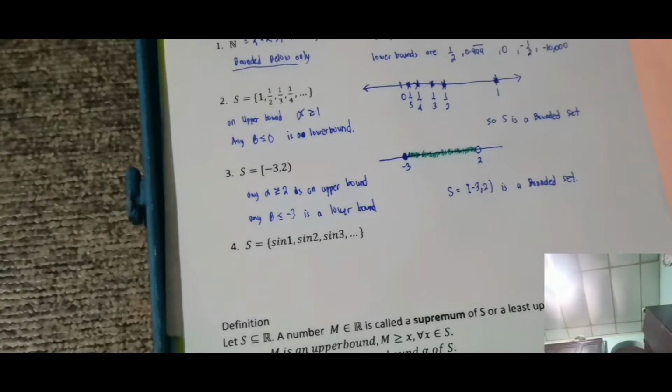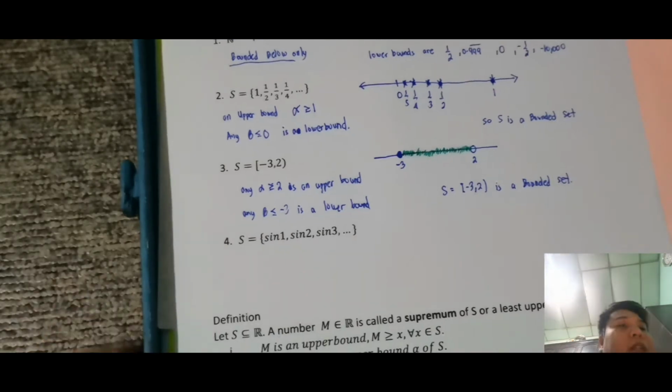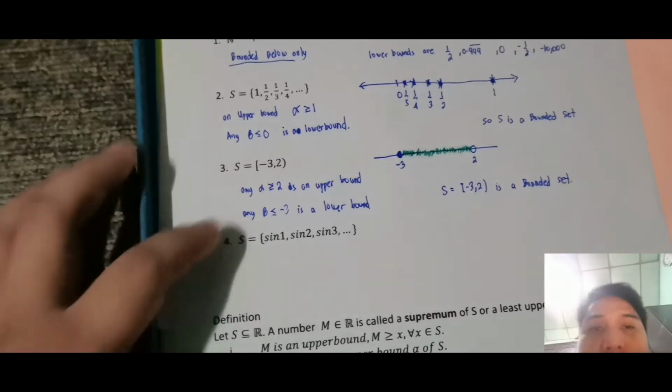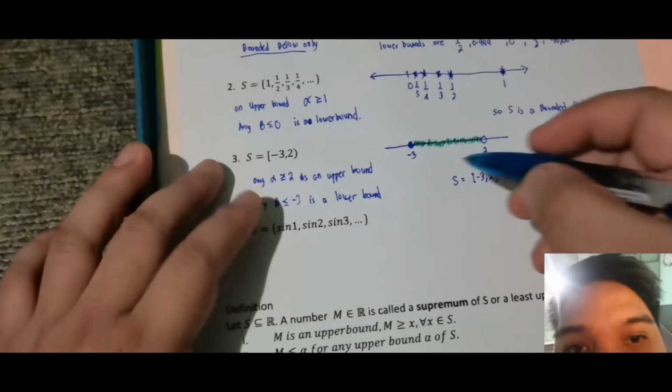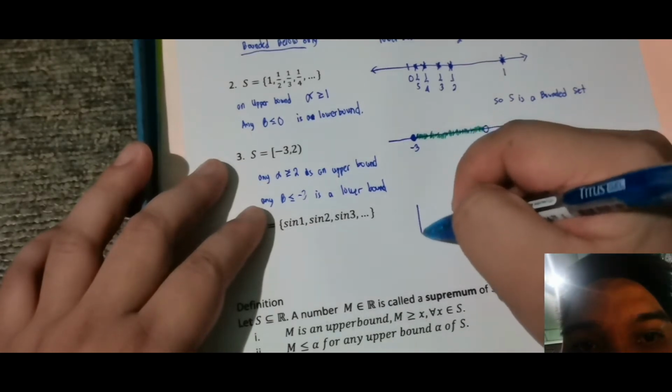So let's have number 4. Let's consider S as a set containing sin 1, sin 2, sin 3. Okay, so earlier we discussed sin. Right, the sin function. The sin function, sin theta, is in between negative 1 and 1. Okay, so put this here. So I'll just draw it.